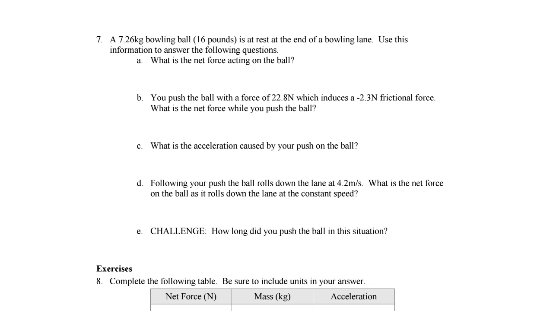All right, let's see how you did on this next part. So we've got a bowling ball at rest. That at rest is the giveaway that there is no net force. So 0 newtons is the answer to part A. If we push the ball with a force of 22.8 newtons, which introduces a negative 2.3 newtons of frictional force, what is the net force while you're pushing the ball? We'll just add these two numbers together. So 22.8 minus 2.3 is going to be 20.5 newtons.